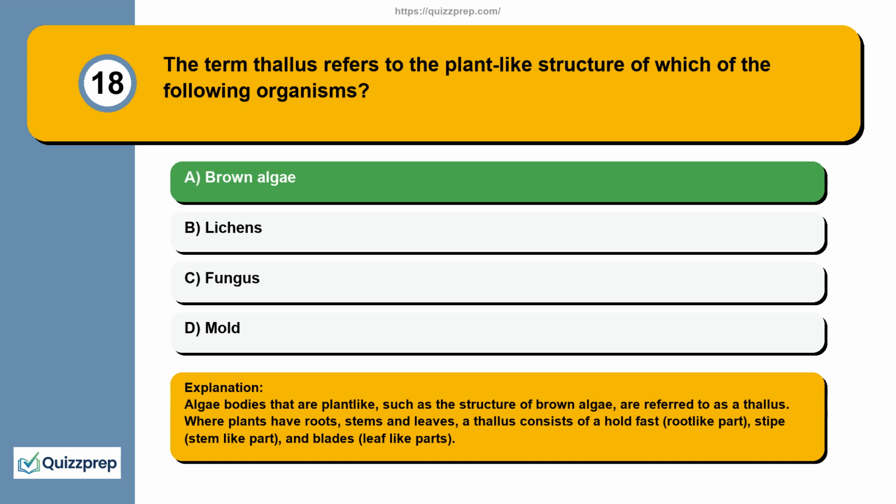Algae bodies that are plant-like, such as the structure of brown algae, are referred to as a thallus. Where plants have roots, stems and leaves, a thallus consists of a holdfast, root-like part, stipe, stem-like part, and blades, leaf-like parts.